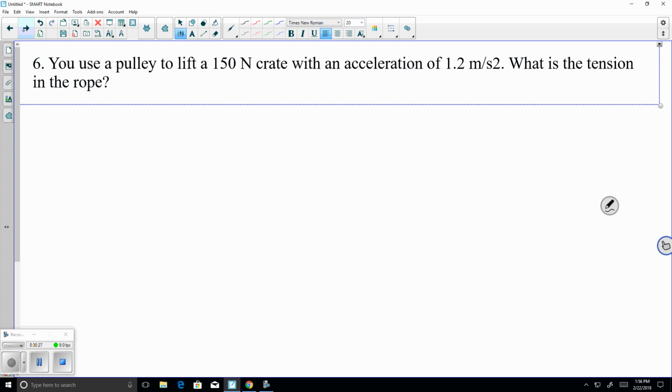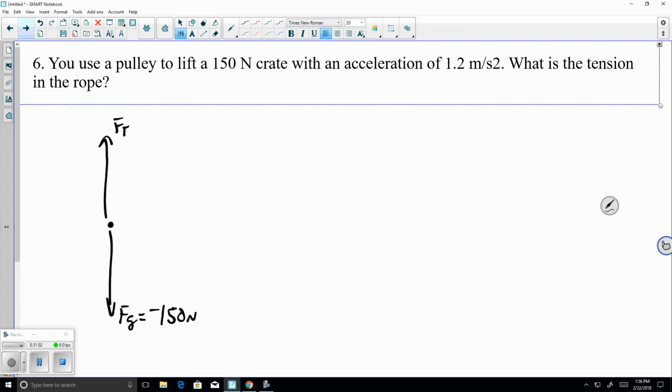And our next to last problem, we're going to use a pulley to lift a 150 newton crate with an acceleration of 1.2 meters per second squared. What's the tension in the rope? These are simple force diagrams. We've got a weight of 150 newtons, Fg was 150. And we've got a tension up. It's not a normal force this time, it's Ft. You could do an on-by for that too, the force on the crate by the rope. And we want to know what it is. It's not the same as gravity because it's accelerating upwards.